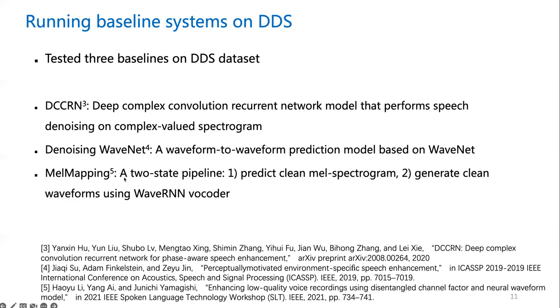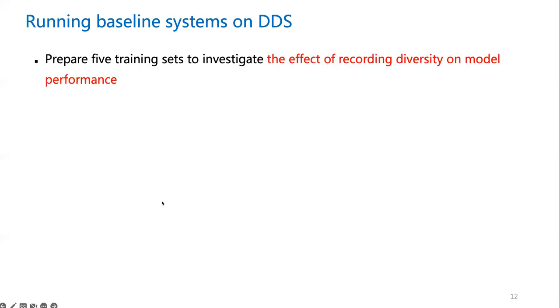It is a 2-stage pipeline. In the first stage, we predict the clean Mel spectrogram using an enhancement model. And in the second stage, we generate clean waveforms using a WaveHiFi vocoder instead of using the traditional inverse STFT.